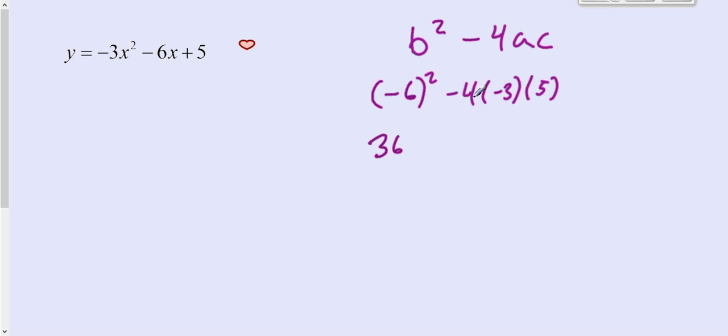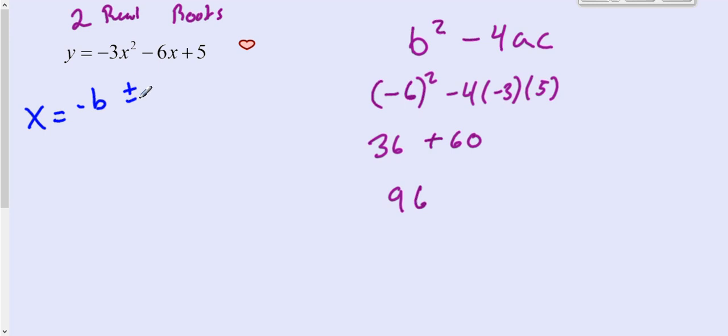That's positive 12. Positive 12 times 5 is positive 60. That gives us 96. Because it is greater than 0, we have two real roots. Let's go find them. So you have x is equal to negative b plus or minus the square root b squared minus 4ac all over 2a.